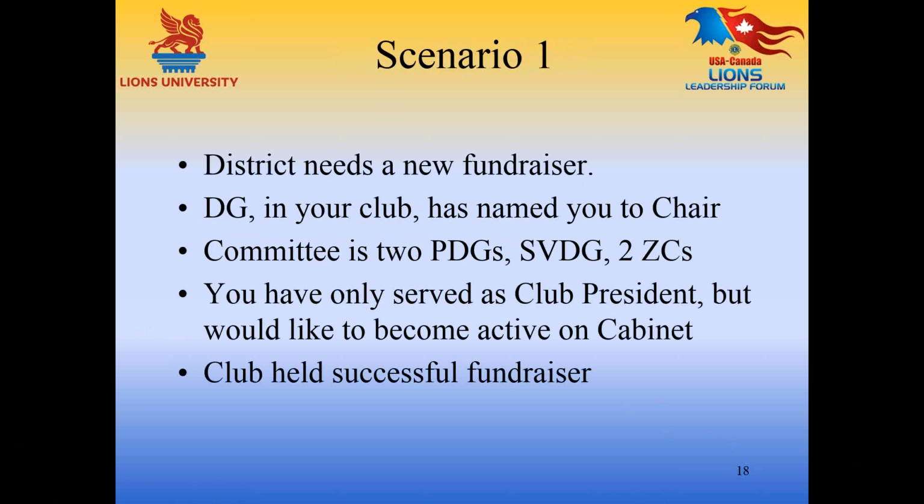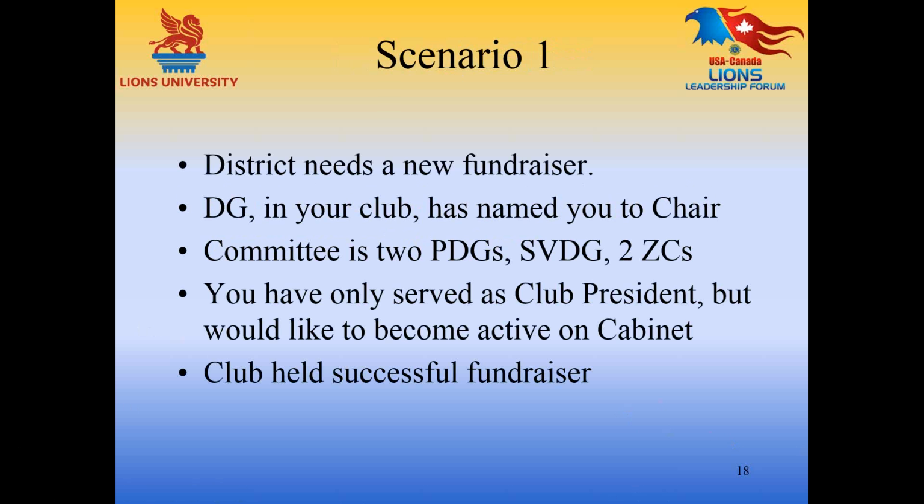So, Lion James, the district governor has not identified yet the new fundraiser, so that's part of the scenario, right? Right. Part of the scenario is finding a fundraiser, and maybe coming up with some plans. If you're that new, or if you're the club president who's been named to chair this committee, what kinds of things could you do?